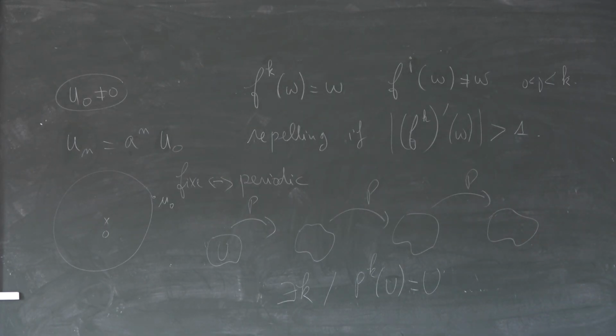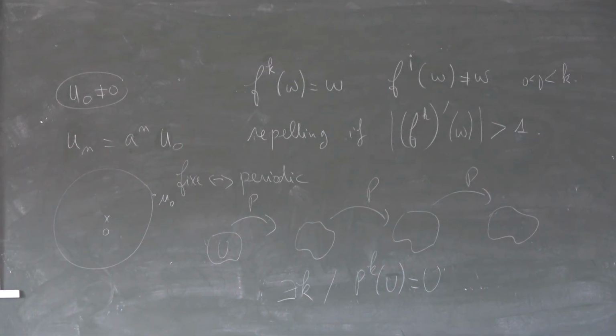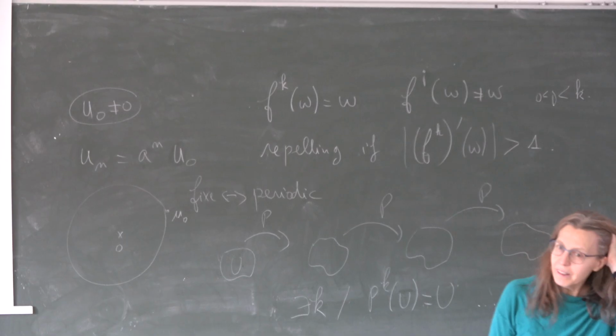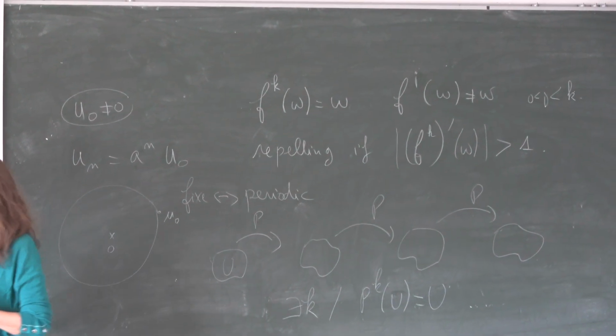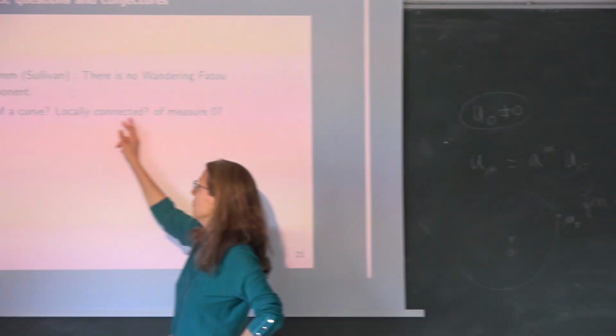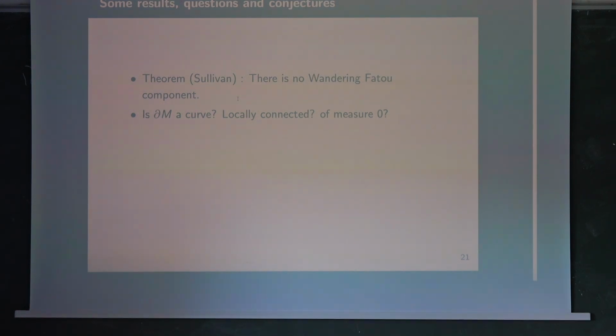So I simplify it. Okay, so the boundary of M. The question is, is this a curve? If it's a curve, we can understand the points on the curve. If it's a very wild set, we cannot understand. And it's the same as asking if it's locally connected, meaning that every point has a basis of connected neighborhoods.